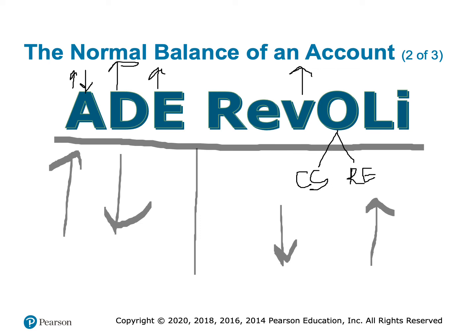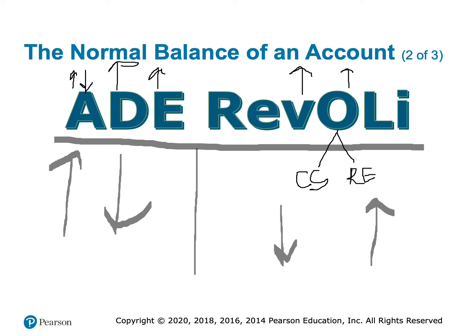Same thing with owner's equity. Owner's equity only goes up. We're never going to debit common stock. We might debit retained earnings, but it would only be one time a year. So we're only going to credit common stock, and we're mostly only going to credit retained earnings.